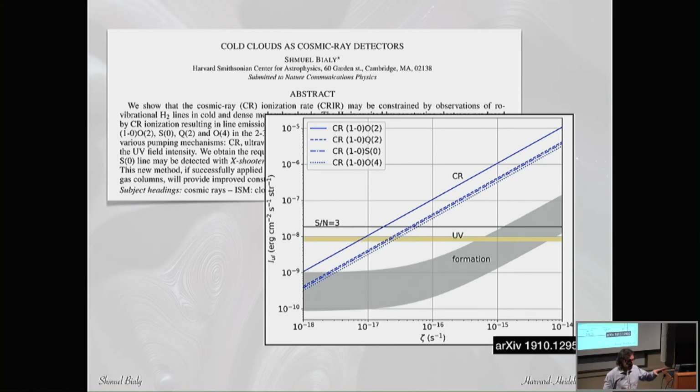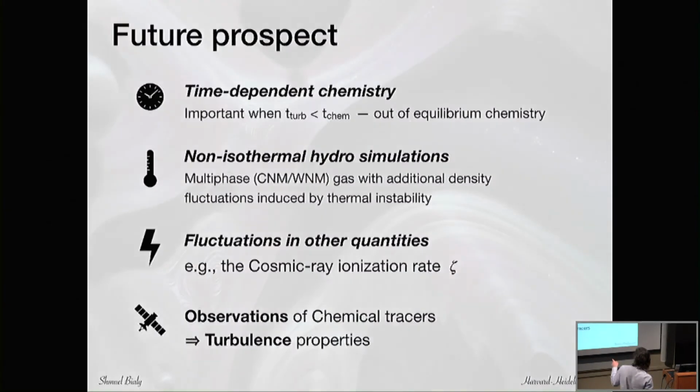We don't know if it's the turbulence with density fluctuations that makes the fluctuations in the chemical abundances, or if it's fluctuations in the cosmic ionization rate. So we need some other method to constrain the cosmic ionization rate. And here I suggested that infrared lines of molecular hydrogen, if detected, can be used to constrain the cosmic ionization rate. I don't have time to talk about this, but talk to me later. And finally, I just conclude that if all this is checked with observations, then we can use observations of chemical tracers to constrain turbulent parameters. Thank you.